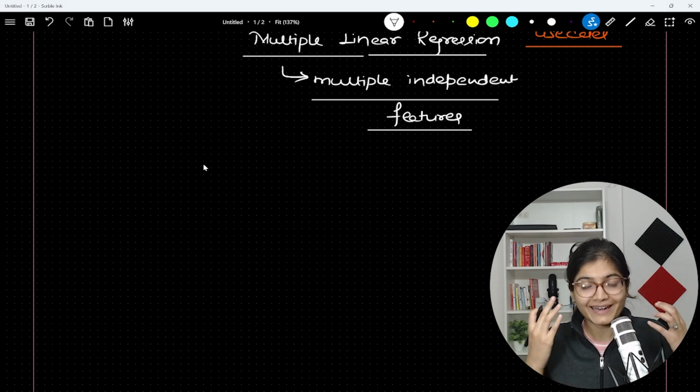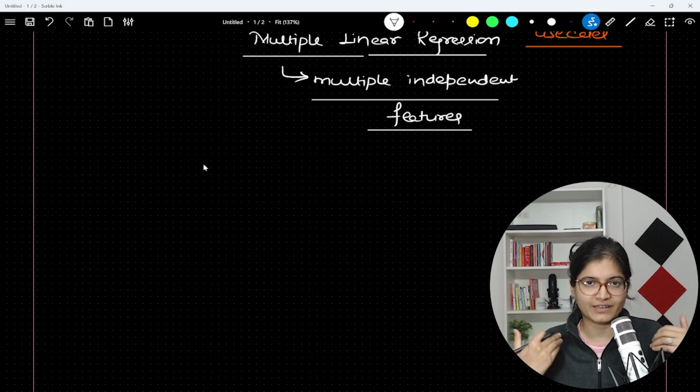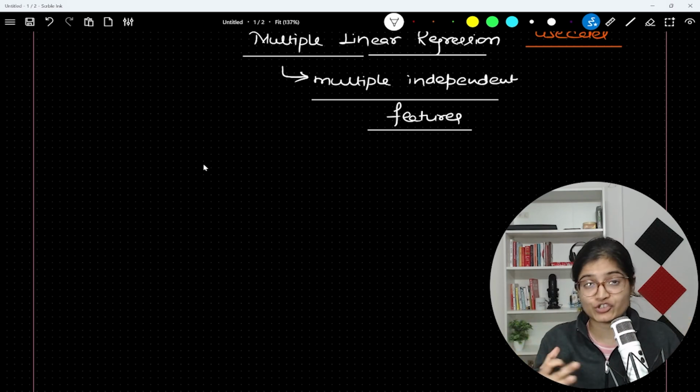What is the area or locality of that house? How much is the volume of that house? Or in which locality does it belong? How many bedrooms do we have? Is it 2 BHK, 3 BHK, 4 BHK, and so on?